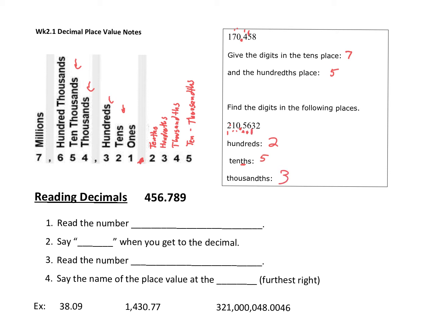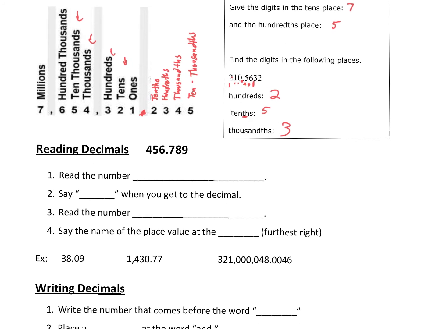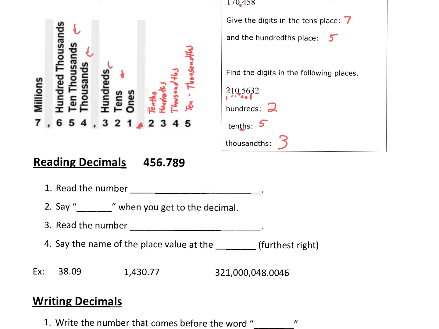All right, that's place value. Okay, so let's talk now about reading decimals. There's a standard procedure for this. First, we read the number before the decimal point, like we did on the other notes. Refer to that if needed. When we get to the decimal point, we say and. That's why we don't say and on the left side of the decimal point, because and means add a decimal. Then we'll read the number after the decimal. So step 1 and 3 look very similar.